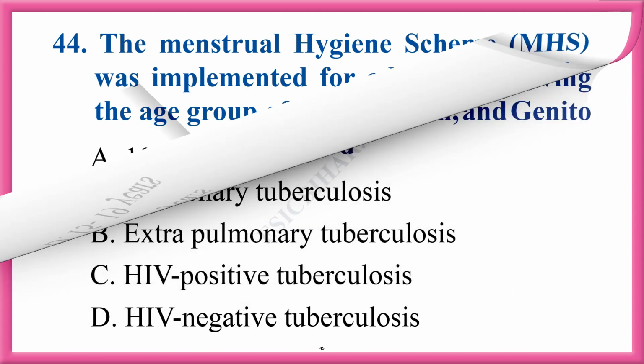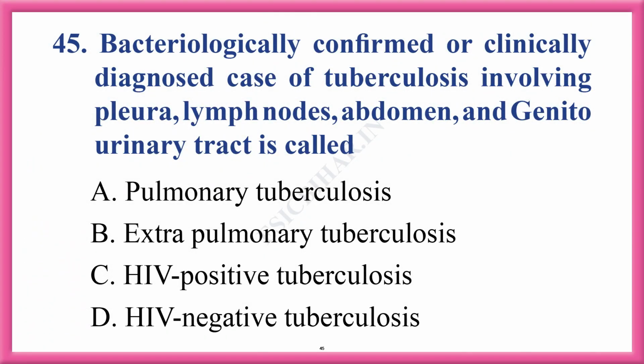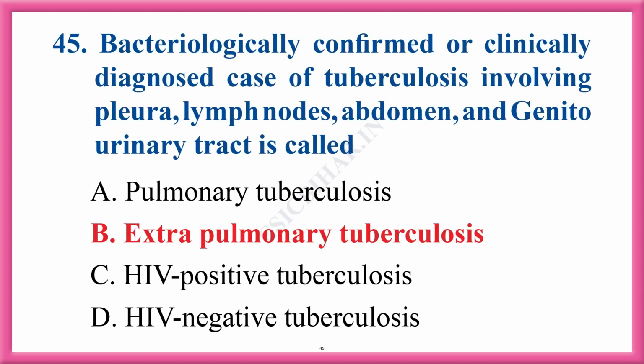Question 45. Bacteriologically confirmed or clinically diagnosed case of tuberculosis involving pleura, lymph nodes, abdomen, and genitourinary tract is called A. Pulmonary tuberculosis, B. Extrapulmonary tuberculosis, C. HIV positive tuberculosis, D. HIV negative tuberculosis. And the answer is B. Extrapulmonary tuberculosis.